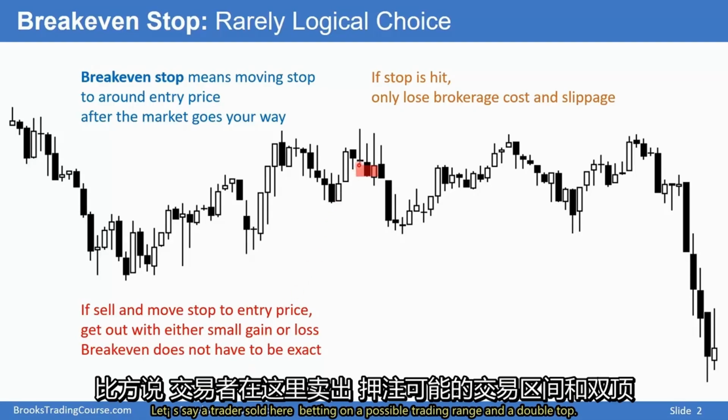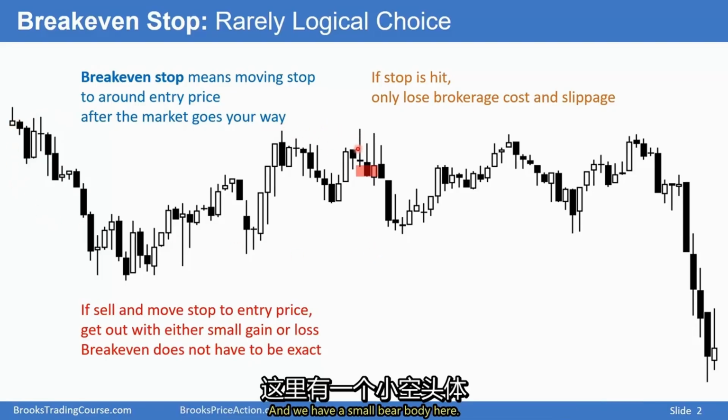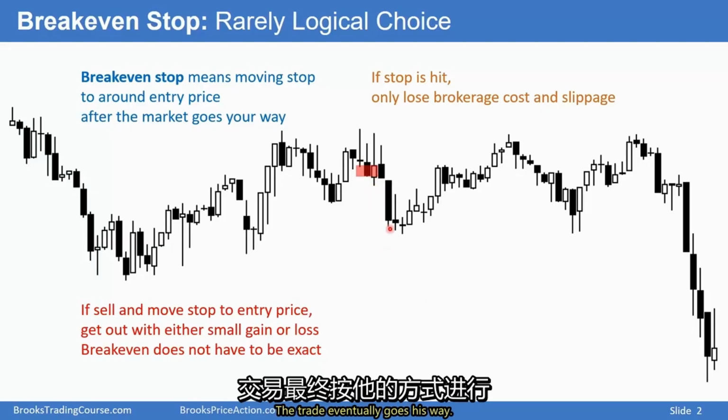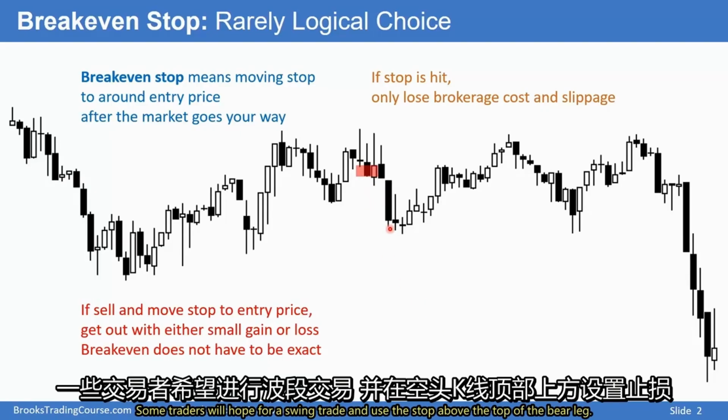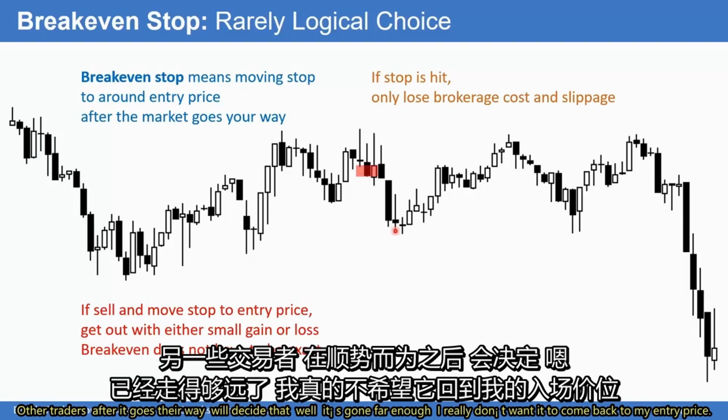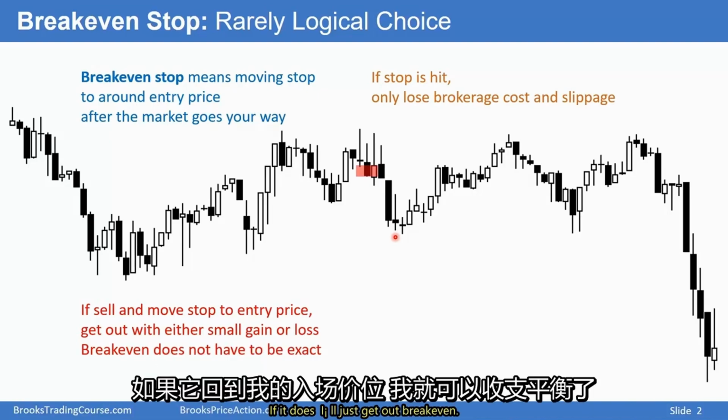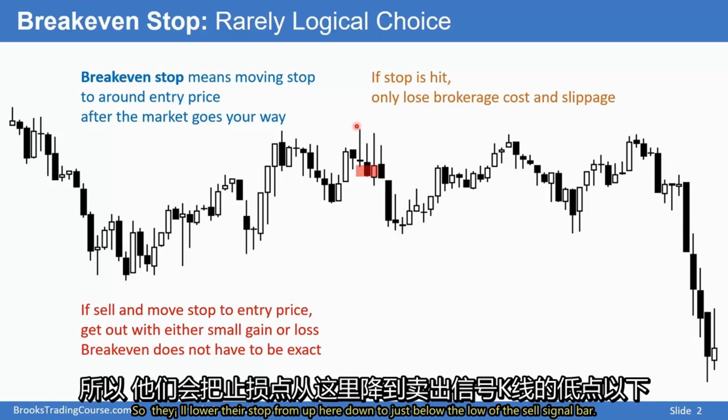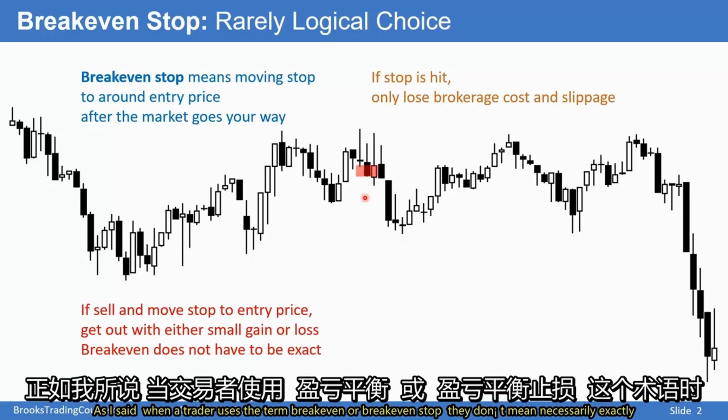Let's say a trader sold here, betting on a possible trading range and a double top, and we have a small bear body here. The trade eventually goes his way. Some traders will hope for a swing trade and use the stop above the top of the bear leg. Other traders, after it goes their way, will decide that, well, it's gone far enough. I really don't want to come back to my entry price. If it does, I'll just get out break even. So they'll lower their stop from up here down to just below the low of this sell signal bar.